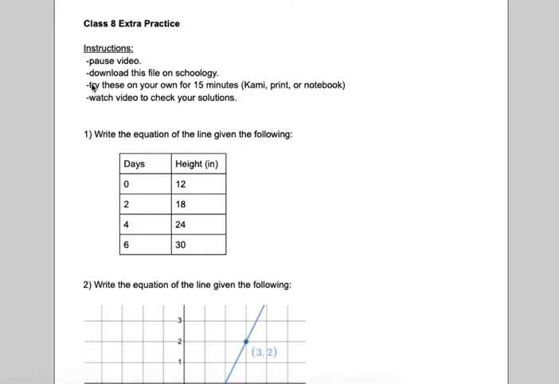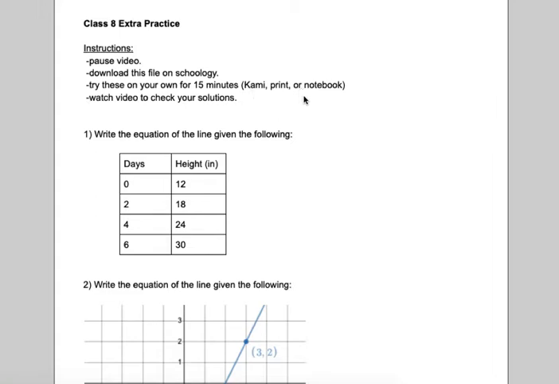So after I read the instructions, then you'll pause your video. You will download this file on Schoology, so it'll be a PDF in your Class A folder. And I'd like you to try these on for 15 minutes. Give yourself some time, and then whether you're going to be using Kami or if you want to print it and write on it, or if you just want to copy these problems into your notebook, either way is fine.